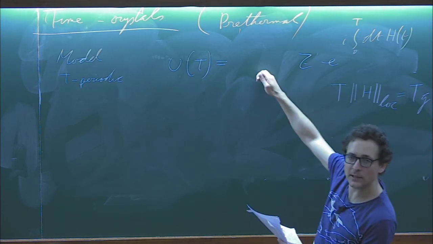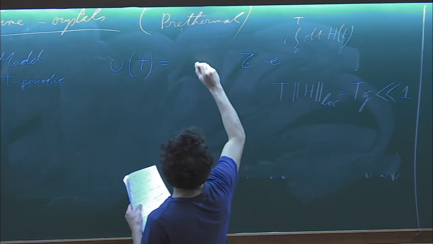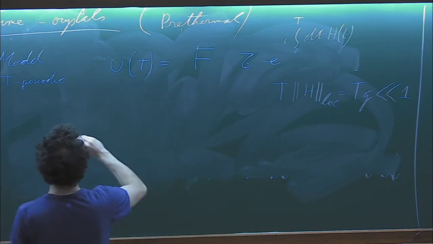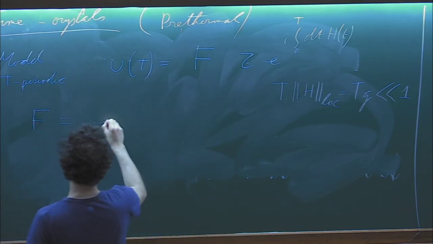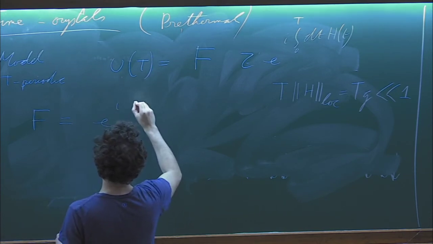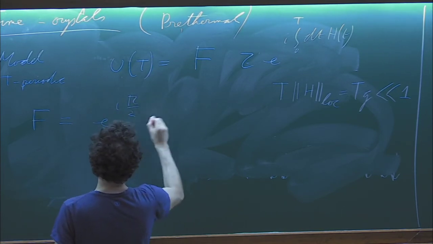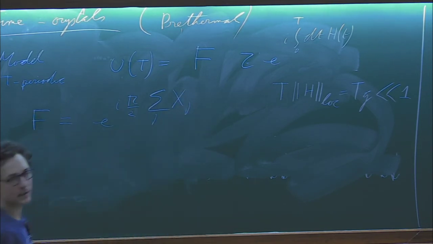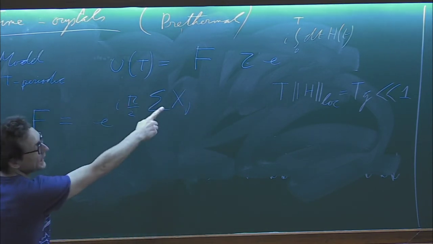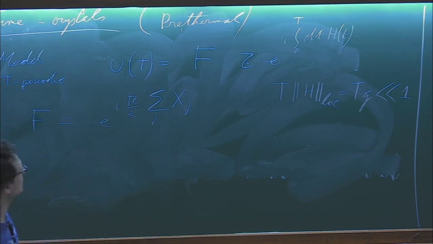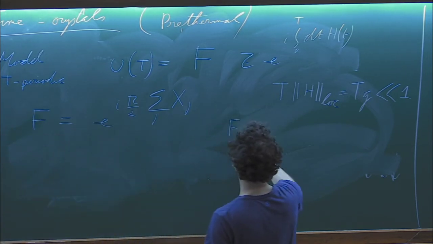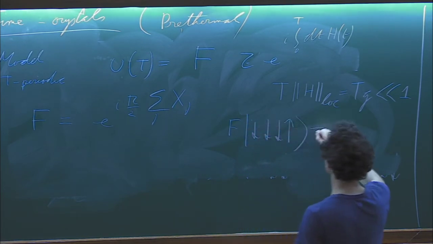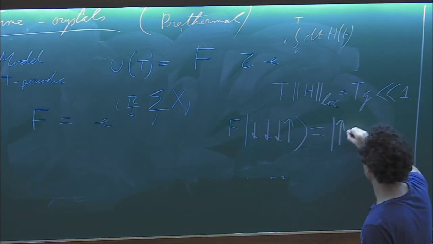But now you put something that is not small at all. Now I will put here the flip operator, and the flip operator is just the exponential of i pi over 2 times the sum over j of X_j. So you see, this operator flips all the spins in the z basis. It just flips everybody.